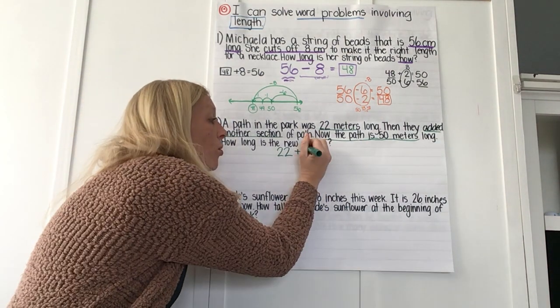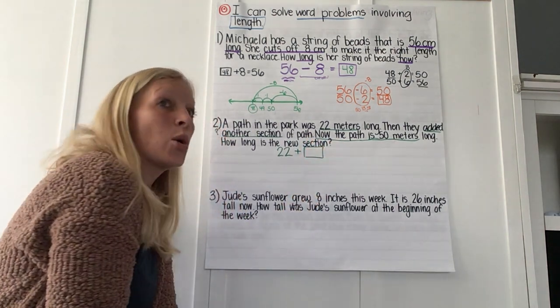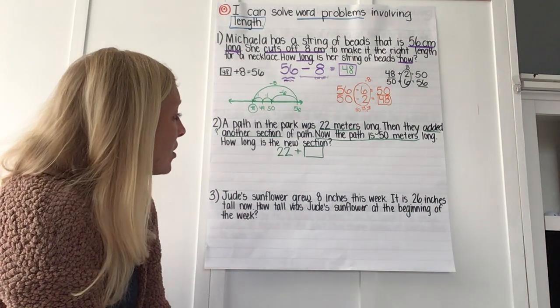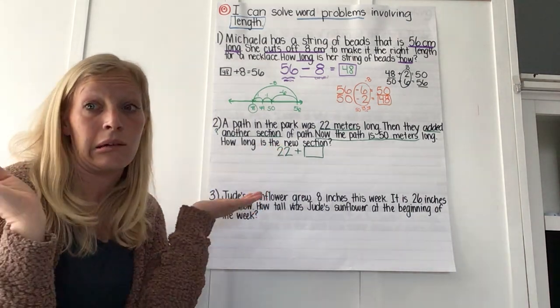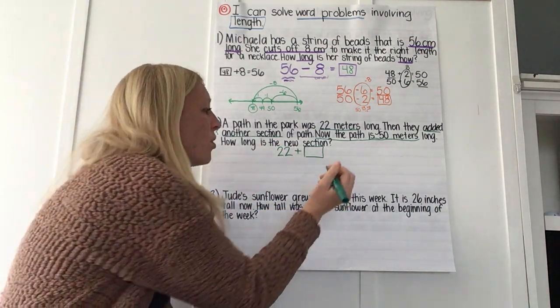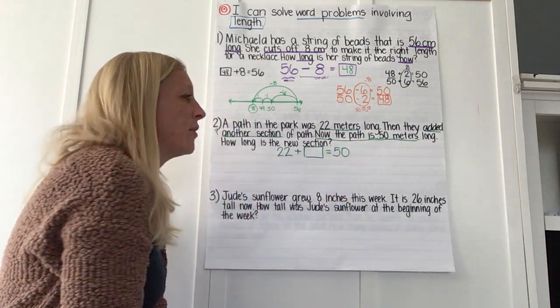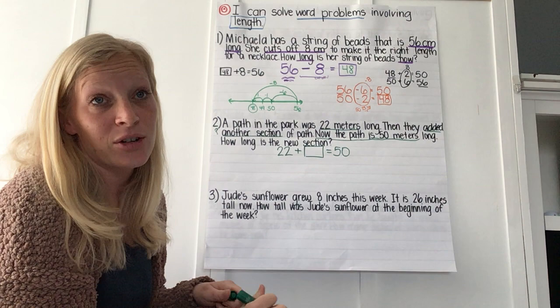Yeah, we don't know. We don't know what is going to go in there. We don't know how long it was, do we? It even says, how long is the new section? I don't know. And what can we put after that equal sign? 50, because now it's 50 meters long.